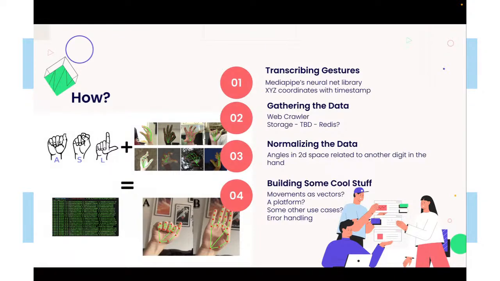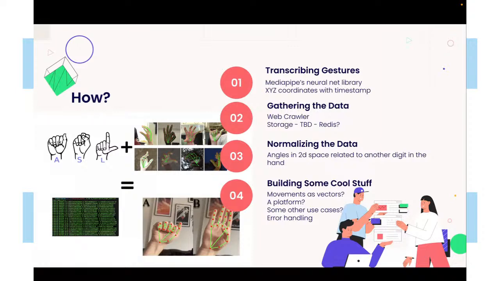Normalizing the data. This is where we're still figuring it out. We're thinking angles in 2-dimensional space because that's an easy way to normalize a big hand from a small hand. You don't have to train that data. If you normalize it, you can create a tree, create a lookup, and then you're good to go.